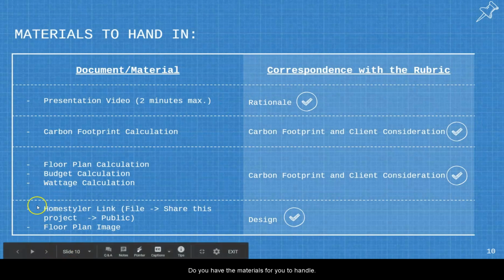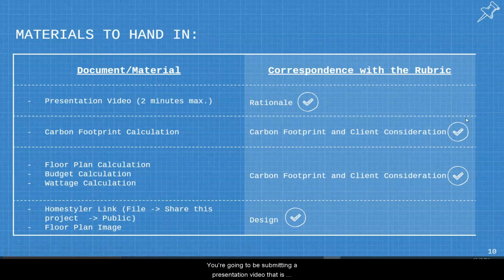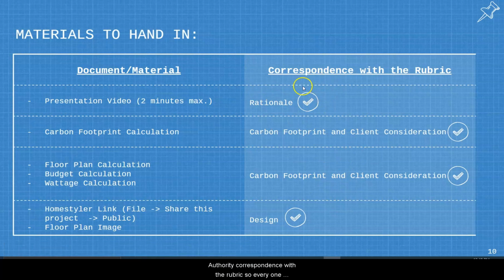So these are the materials for you to hand in. You're going to be submitting a presentation video that is only allowed to be 2 minutes at the maximum. And actually, on the left side of this table, it's going to give you the rationale, the correspondings with the rubric.